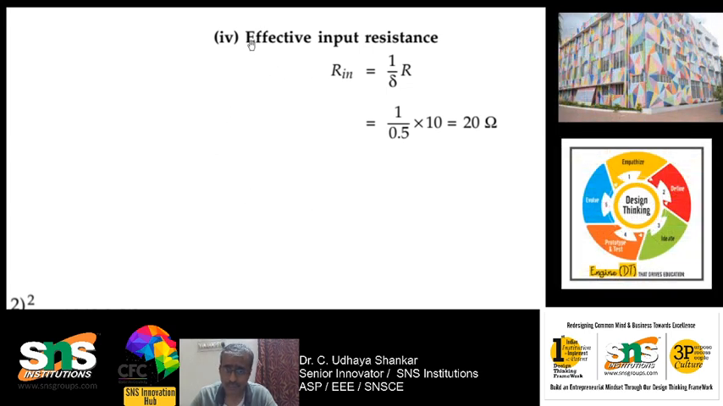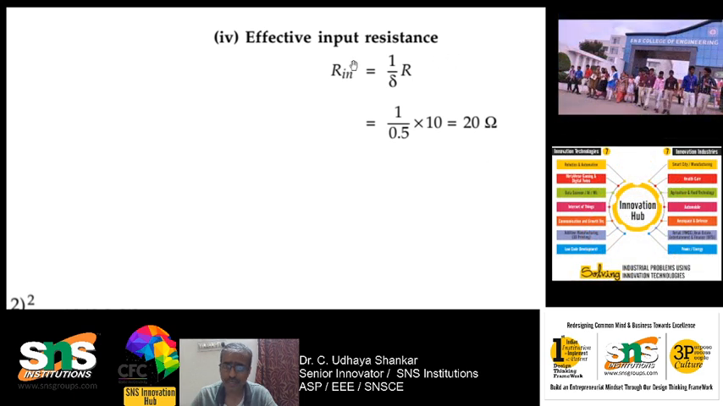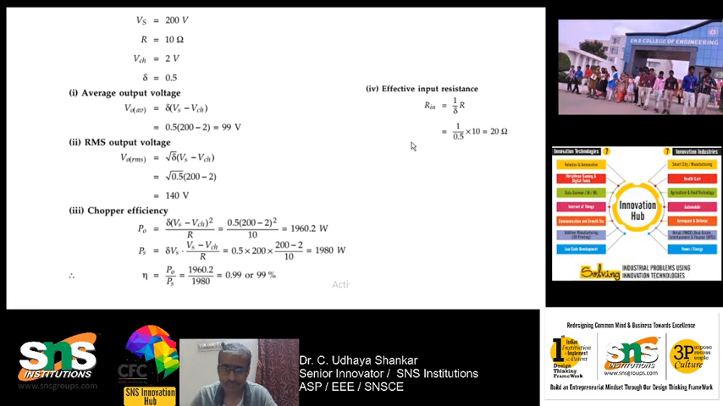The next thing we have to find is the effective input resistance. It's a very simple formula. The effective input resistance is 1 by del into R. So 1 by del into R is 1 by 0.5 into the resistance value, which is 10. So you'll be getting 20 ohms. So you can see that the input resistance is 20 ohms.